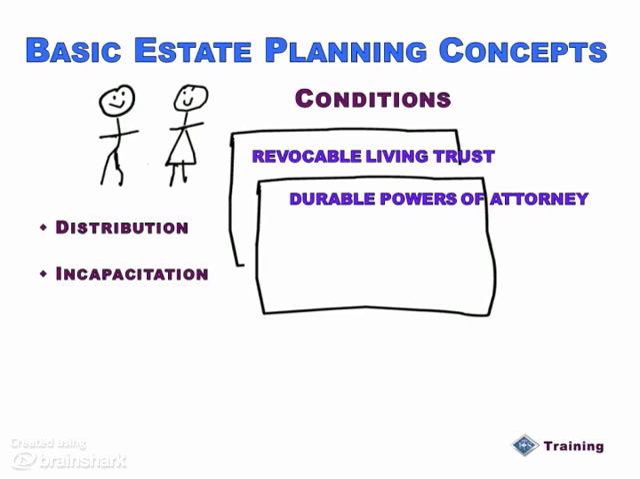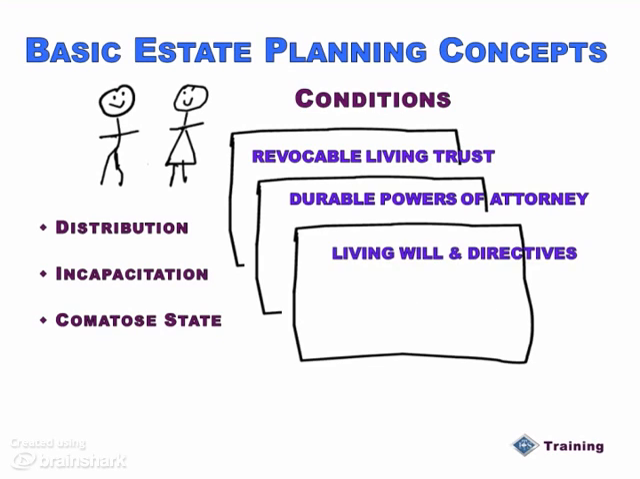There are 2 durable powers of attorney. One is designed to select a person to make financial decisions if you cannot, and the other allows a person to make medical decisions if you are incapacitated. If you go into a comatose state, a living will with advanced directives can be used to state your wishes about being kept on life support systems.